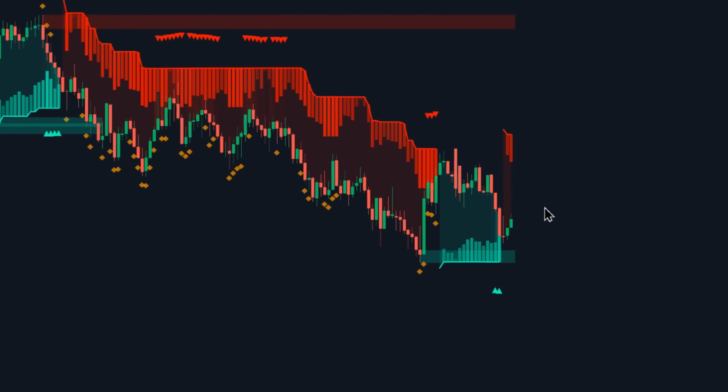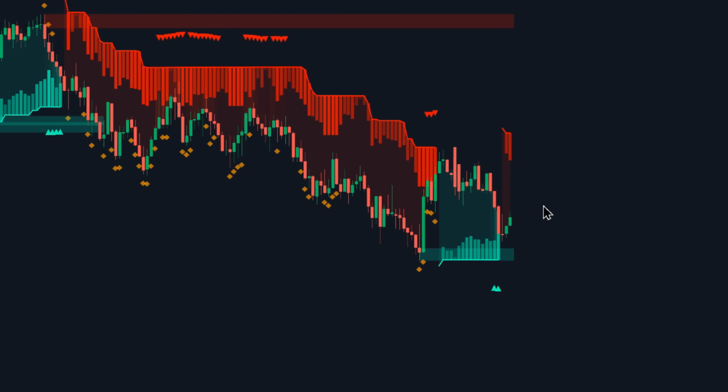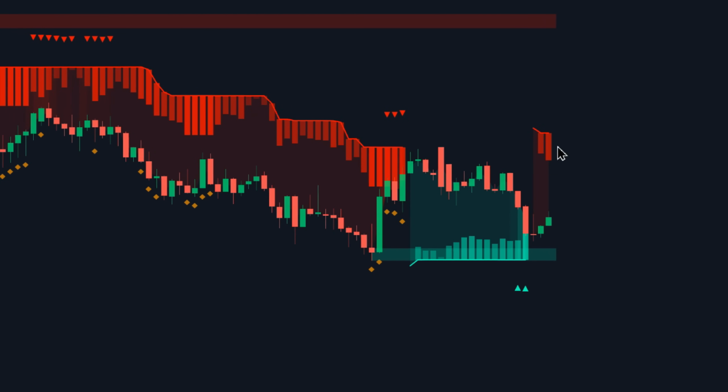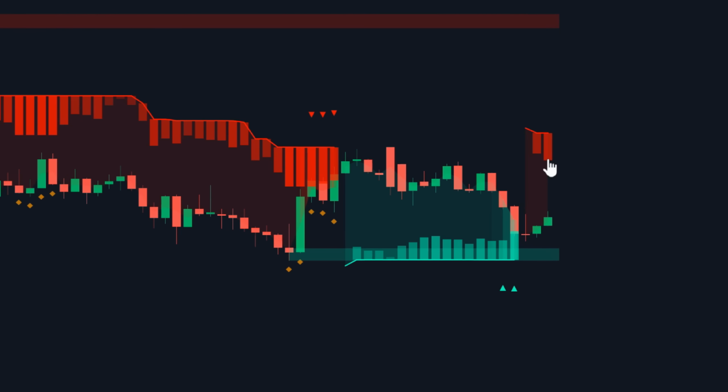For the pullback, I want the 1 hour SuperTrend to flip green briefly. Could be 5 candles, could be 30, then flip right back to red. That's not a full trend change, that's your retracement in disguise. When the band flips back to red, that's the moment we start hunting entries.